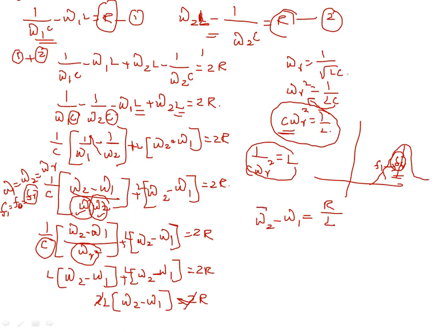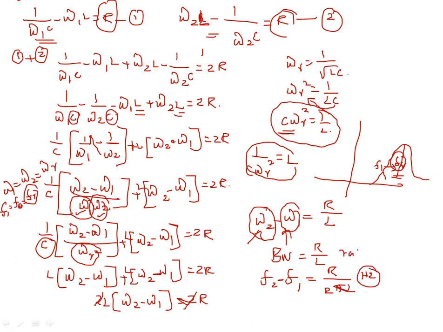The difference between the upper cutoff frequency and the lower cutoff frequency is nothing but the bandwidth, which is equal to R by L radians per second. Suppose we substitute omega is equal to 2 pi f, then f2 minus f1 should be equal to R by 2 pi L. So here the unit is hertz, and here the unit is radians per second. What is the formula for bandwidth? R by 2 pi L hertz. What is the bandwidth in radians per second? R by L.